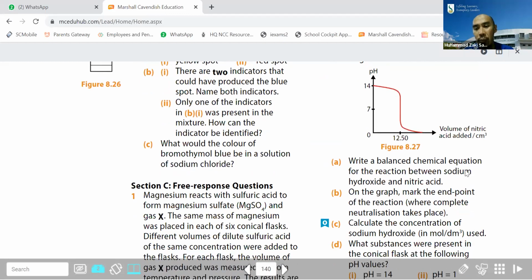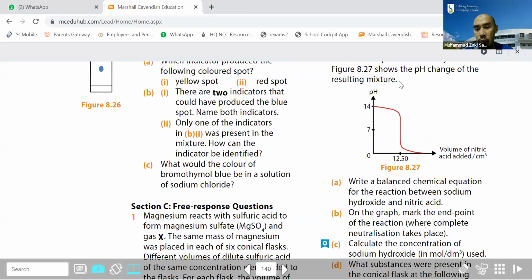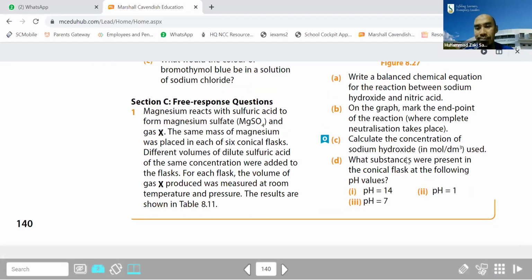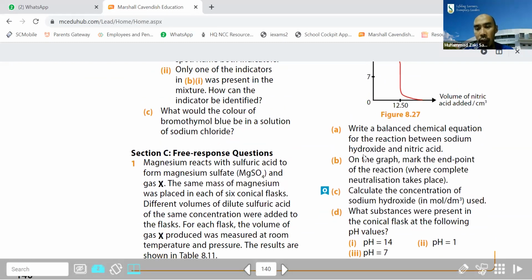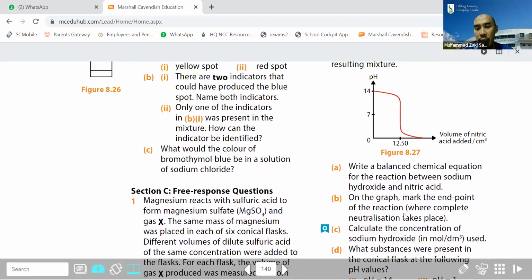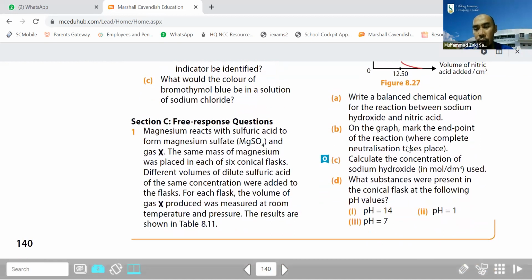A balanced equation between sodium hydroxide and nitric acid. Okay, how to write that down? Again, I have no space to write down the equation. Never mind. I think tomorrow I will just go through very quickly for this one, and end point. This one you haven't learned yet. This one I need to show a diagram.